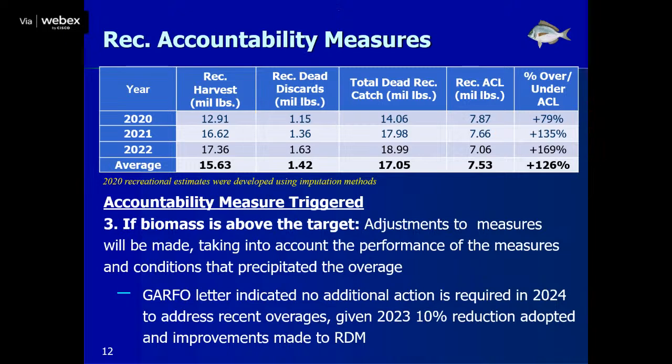Additionally, I'd like to note that for scup, the recreational accountability measures were triggered based on a comparison of the 2020 through 2022 average recreational dead catch to the 2020 through 2022 average ACL, as shown in the table on this slide, with a total average overage of about 126% over the average ACL. Specifically, the accountability measure triggered states that adjustments to measures will be made, taking into account the performance of the measures and conditions that led to the overage. But the council received a letter from GARFO indicating no additional action is required for 2024 to address recent overages, given the 10% reduction taken last year, in 2023, as well as improvements made to the recreation demand model.